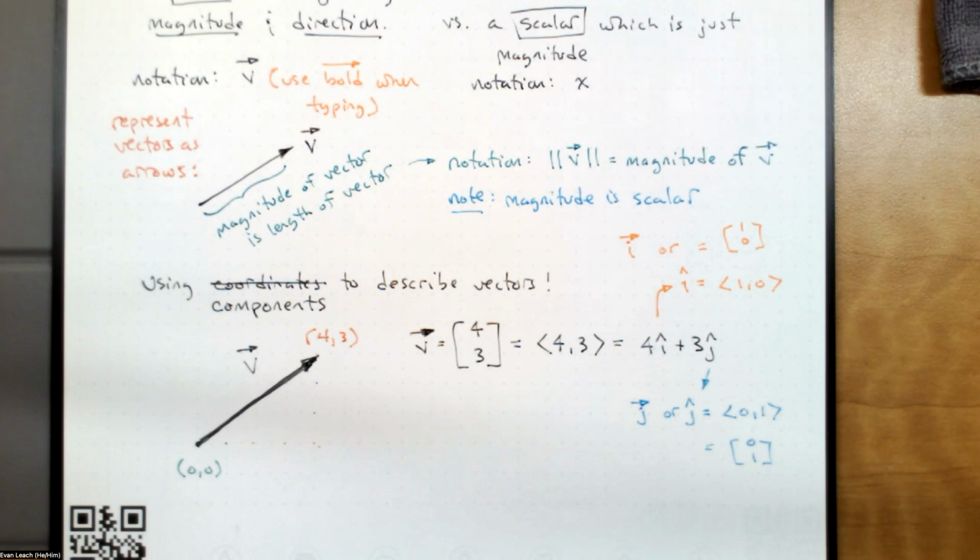So this i, j notation indicates something else about vectors that we need to go over: how we add vectors and how we multiply vectors by scalars. So this has already brought us into operations on vectors. So let's talk about vector operations.